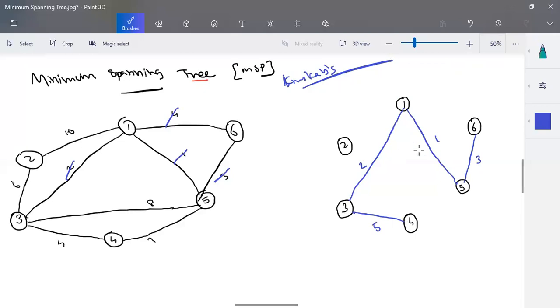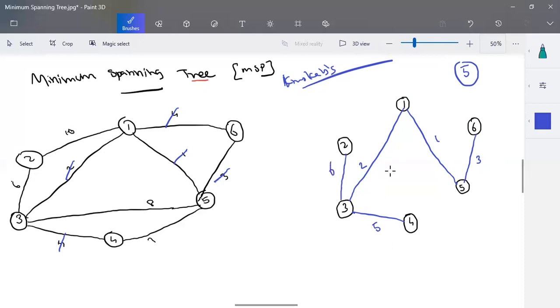It doesn't form any cycle. And how many edges are already taken? 1, 2, 3, 4. And how many edges are needed for forming a minimum spanning tree? We need n minus 1 edges. That is 6 minus 1, so 5 edges are needed. So we need one more edge with minimal cost. So this is taken, and the remaining edges are 10, 6, 8, and 7. And the edge with minimal cost is 6 out of it. By connecting it, it doesn't form any cycle.